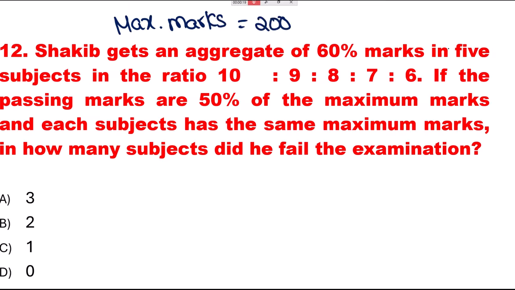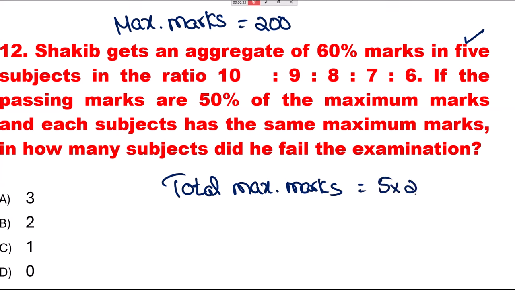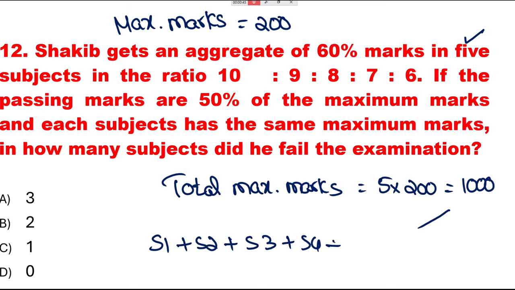How many subjects are there? 5 subjects, so total maximum marks for all together will be 5 into 200, 1000. But this guy Shakib got 60%. So subject 1 plus subject 2 plus subject 3 plus 4 plus 5 marks equal to 60% of 1000, altogether it should be 600.